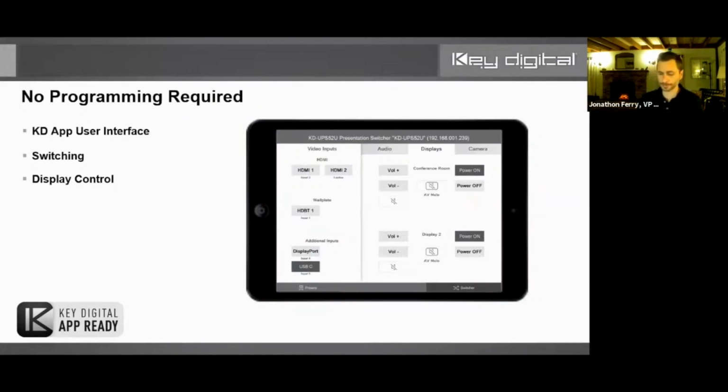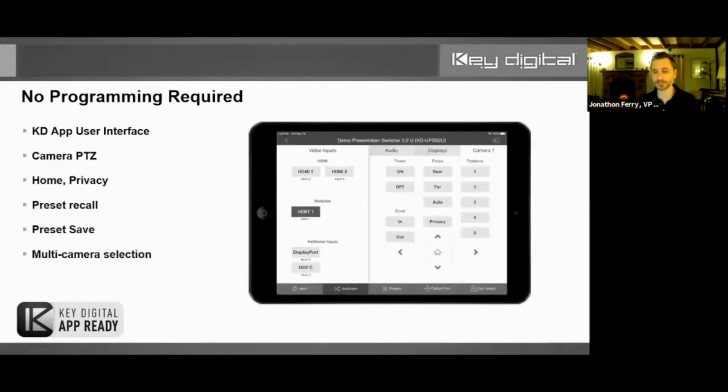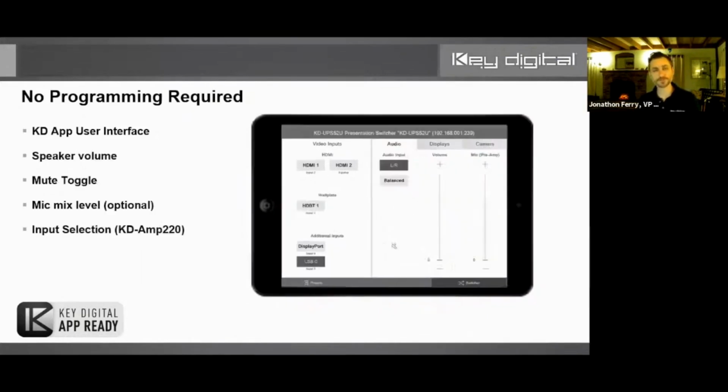And now control our PTZ camera, the KD Cam USB. This is controlled over RS-232. The app sends the commands, if you may recall, and the presentation switcher will convert that incoming IP string to RS-232 to control our cameras, pan, tilt, zoom, call presets, etc. And we have our amplifier, which has RS-232 control.